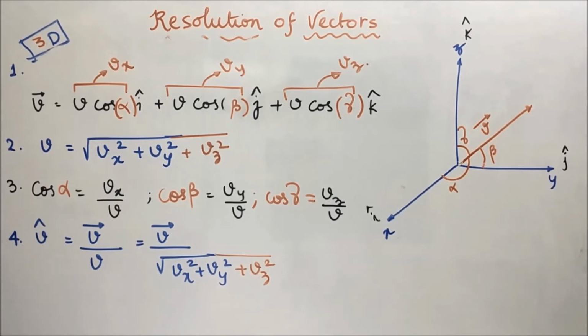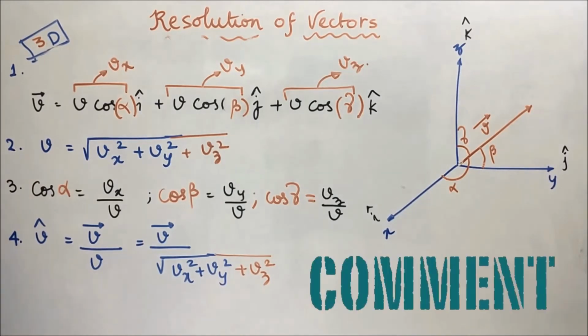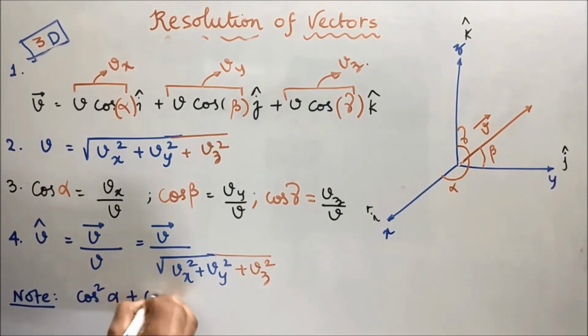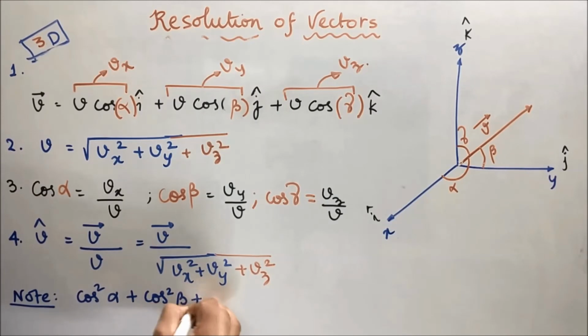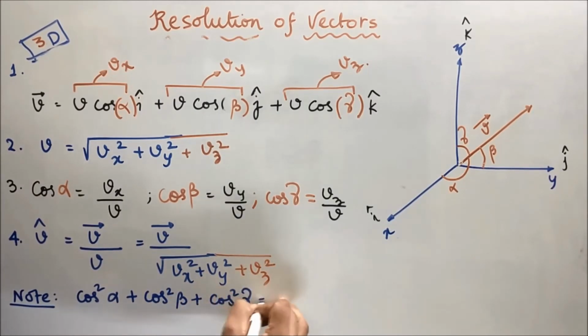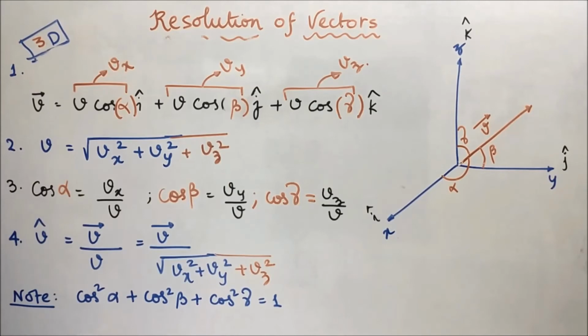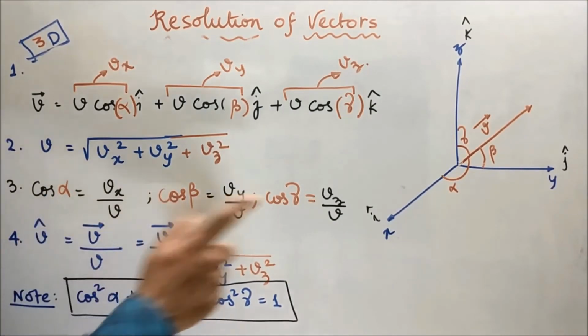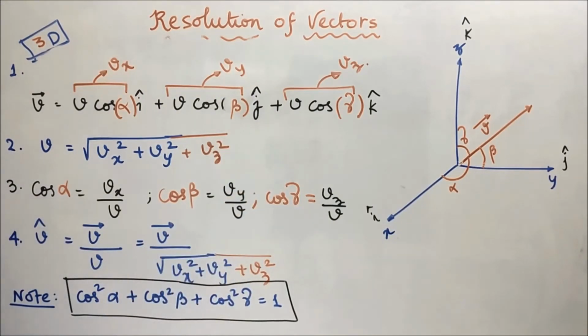Still, if you have any doubts, please ask in the comment section. An important point to note here: cos square alpha plus cos square beta plus cos square gamma is equal to 1. These cos alpha, cos beta and cos gamma are also called direction cosines.